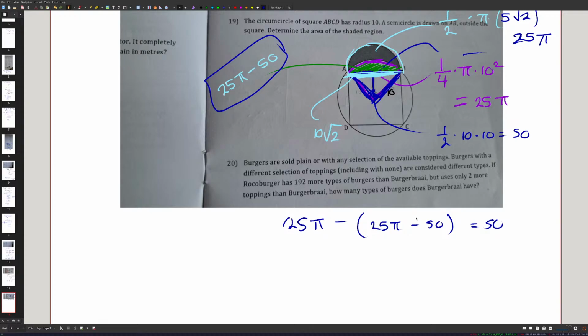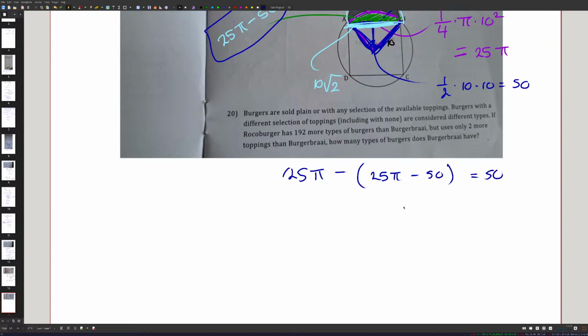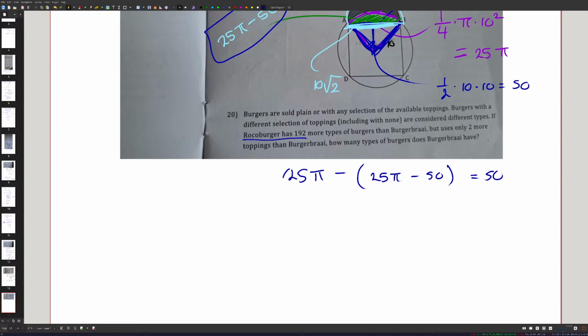Well, who knows? But uses only 2 more toppings. Well, okay. How many types of burger does Burger Bry have? So that Rocco Burger has got more types of burger. So let's say Burger Bry has n toppings, which means that they have 2 to the n possible burgers.